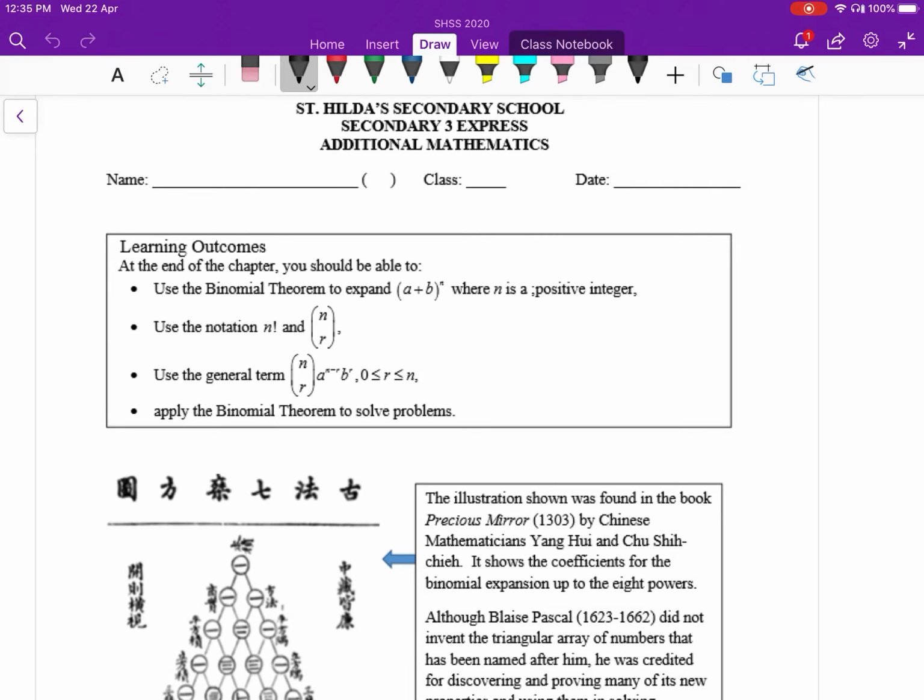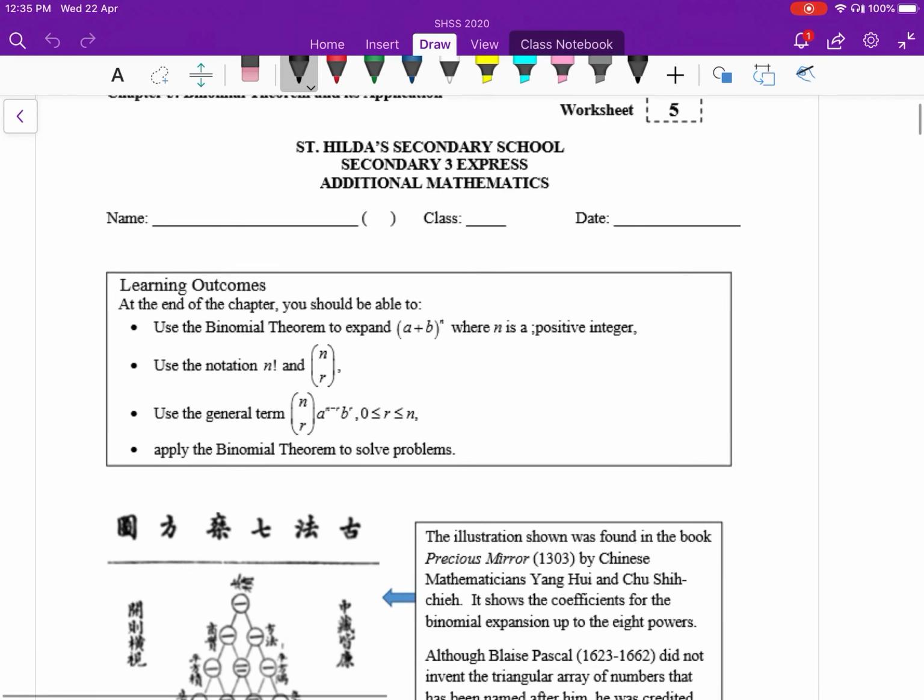It is called binomial theorem. The first part of this binomial theorem is actually introducing to you something we call the binomial coefficient. But it is not going to be tested in the exams. So I just want you to take it with a pinch of salt, and if you don't understand, it's fine. We'll move on. I'll be covering 6 pages of the binomial notes today, which is worksheet number 5.